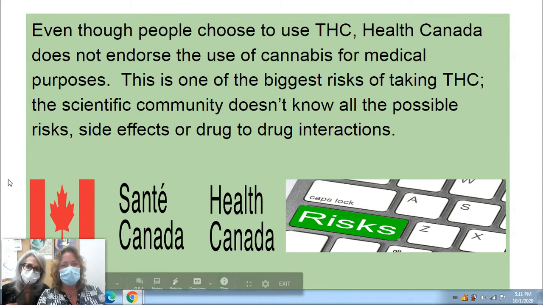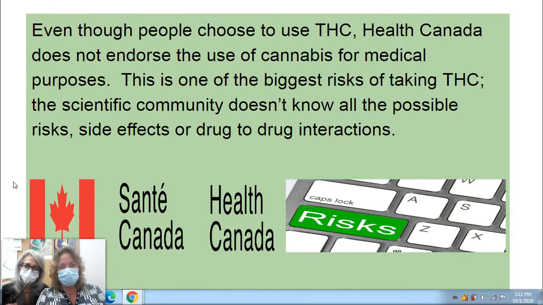Even though people choose to use THC, Health Canada does not endorse the use of cannabis for medical purposes. This is one of the biggest risks of taking THC, as the scientific community does not know all the possible risks, side effects, or drug to drug interactions.